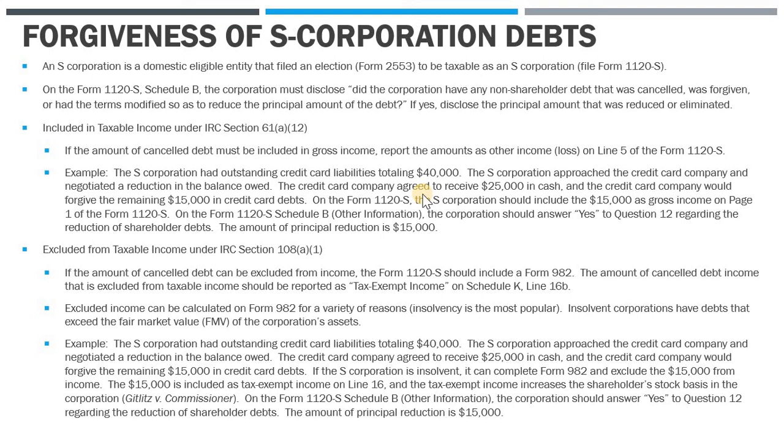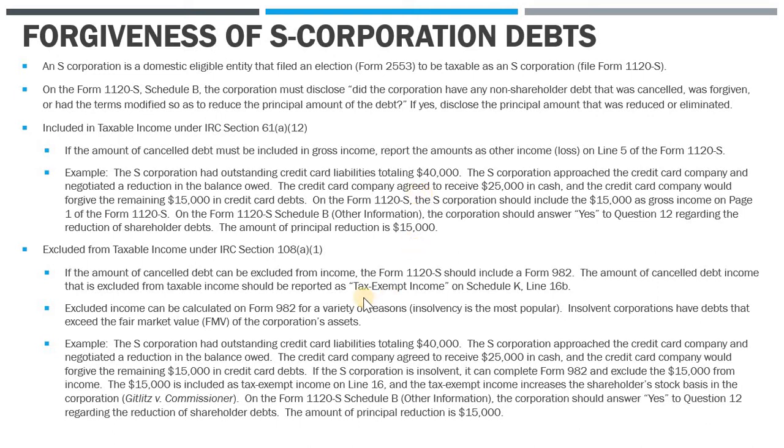Alright, in this video I want to talk about what happens if your S corporation has debts that were written off or forgiven, extinguished, whatever you want to call it. In other words, you went to the creditor, or the person that held the note, and negotiated a reduced principal amount, right? So they forgave either all or a portion of the debt.